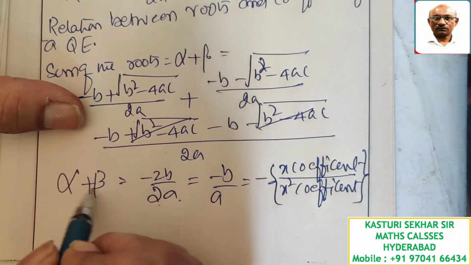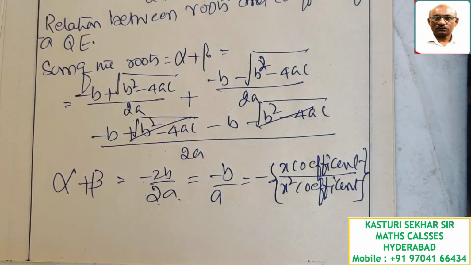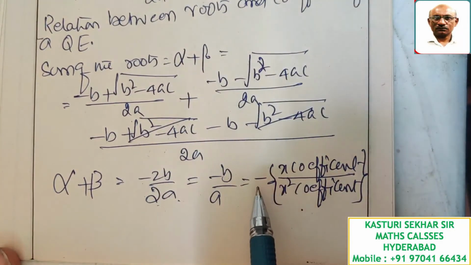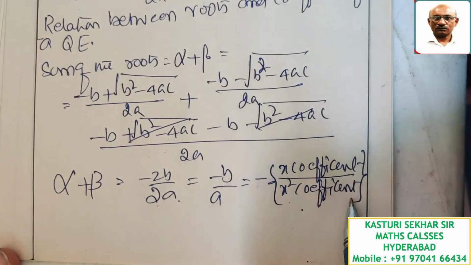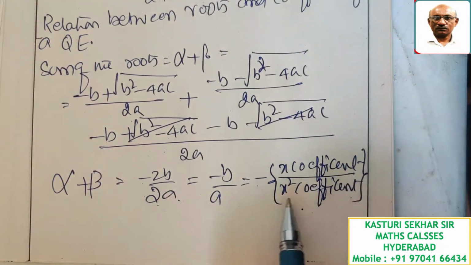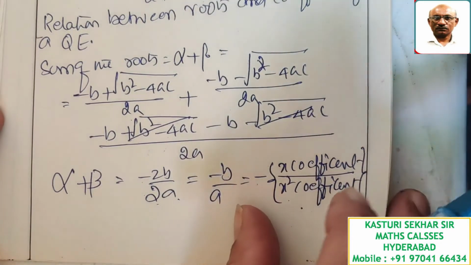So sum of the roots is equal to minus of x coefficient divided by x square coefficient. Remember, sir, we don't require any proofs; just for your convenience I am solving. But you remember only this point. Sum of the roots of a quadratic equation is obtained this way, that is, minus of x coefficient divided by x square coefficient.